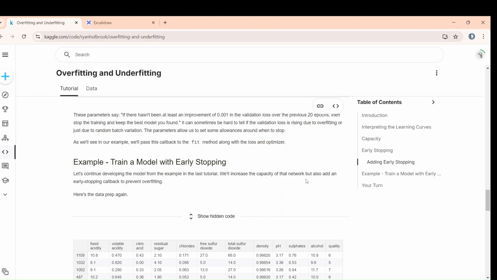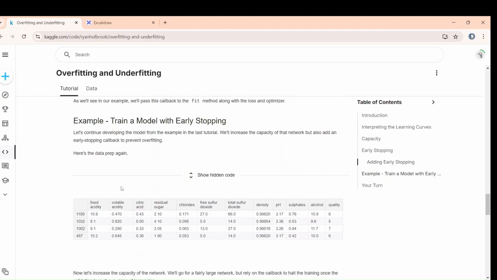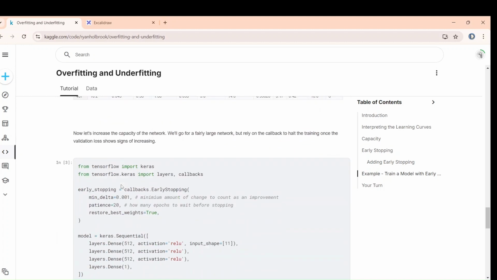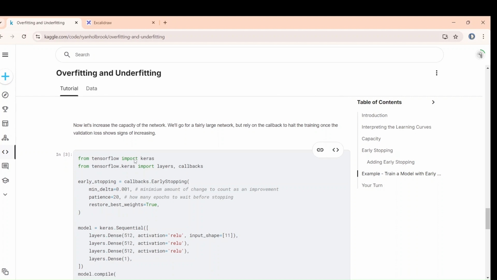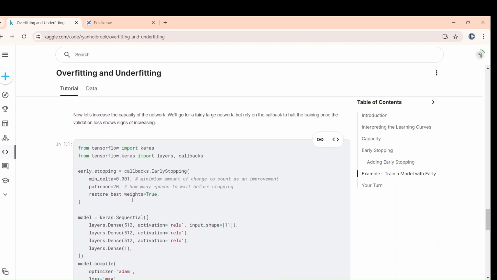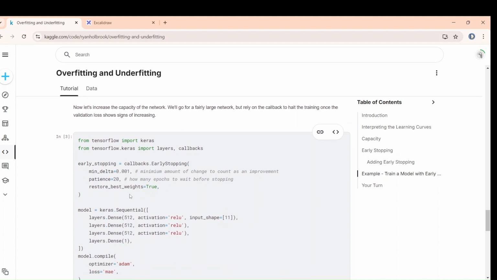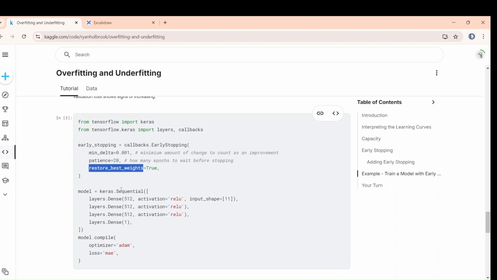We will increase the capacity of the network but also add early stopping. Now let's increase the capacity of the network. We will go for a fairly large network but rely on the callback to halt the training once the validation loss shows signs of increasing. Okay. See here, early stopping equals callbacks.EarlyStopping, min_delta, that is the minimum amount of change that is considered an improvement, and 20 epochs, restore_best_weights equal to True.